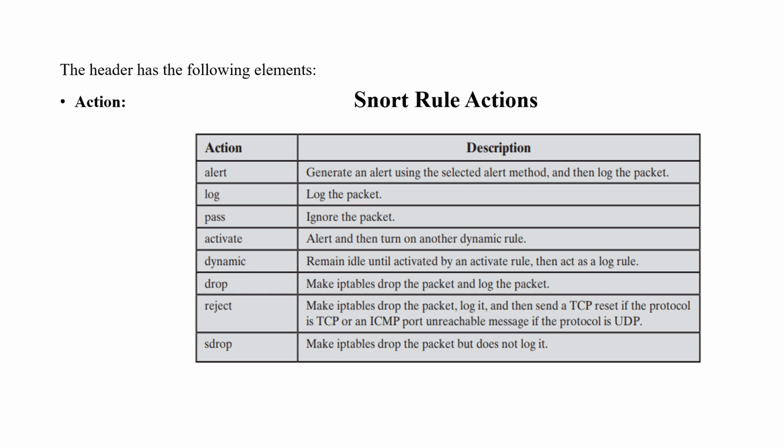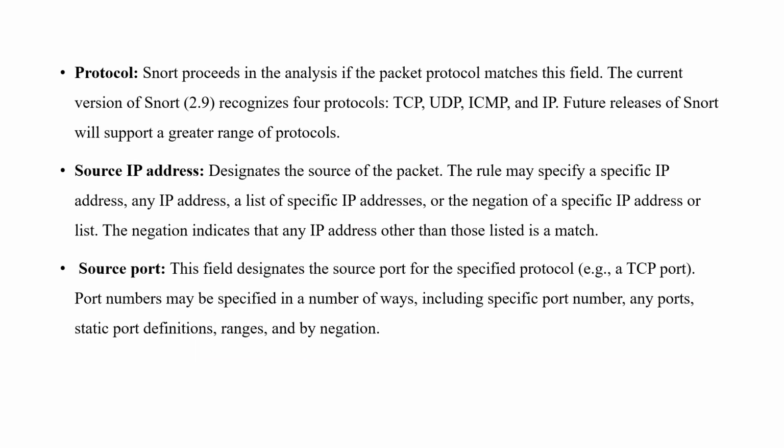Next is source IP address. Source IP address designates the source of the packet. The rule may specify a specific IP address, any IP address, a list of specific IP addresses, or the negation of a specific IP address or list.